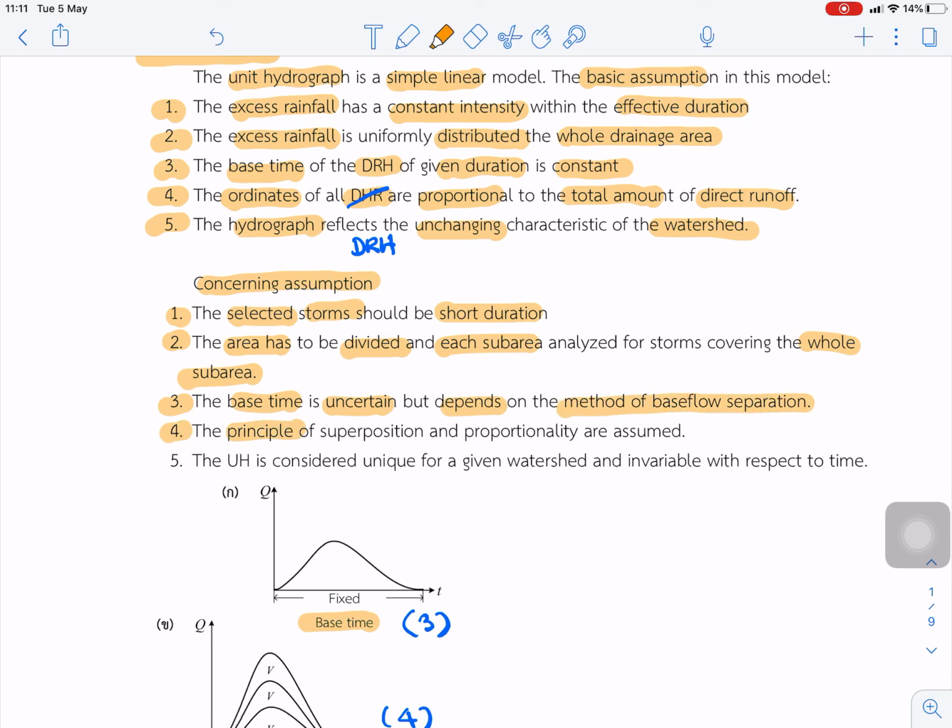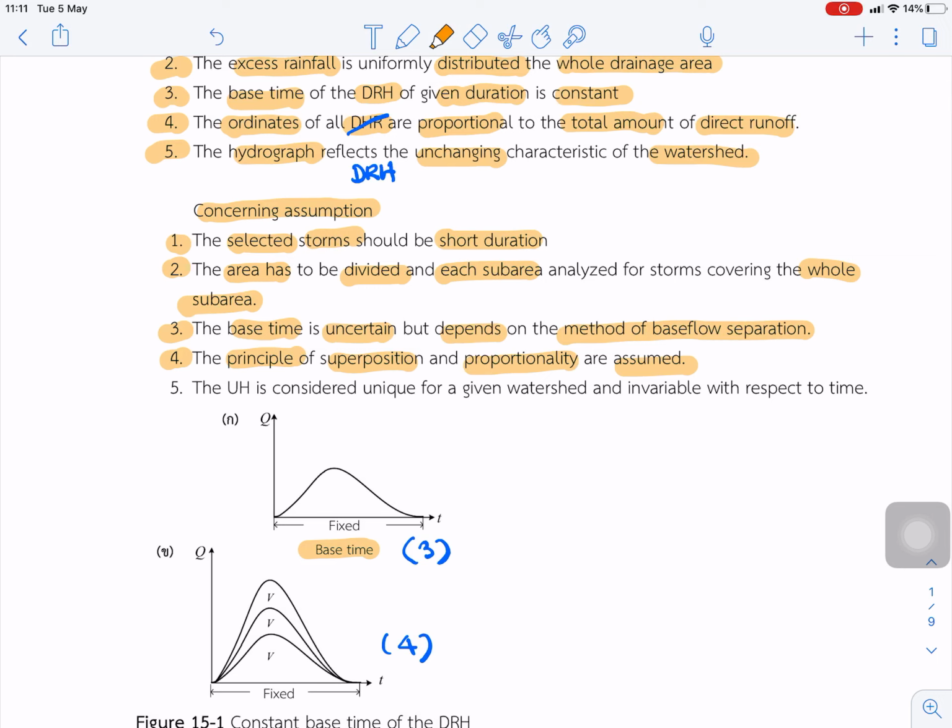Fourth, the principle of superposition and proportionality is assumed. Okay, for the fifth assumption, the unit hydrograph is considered unique for the given watershed and invariable with respect to time. So it doesn't change with time.